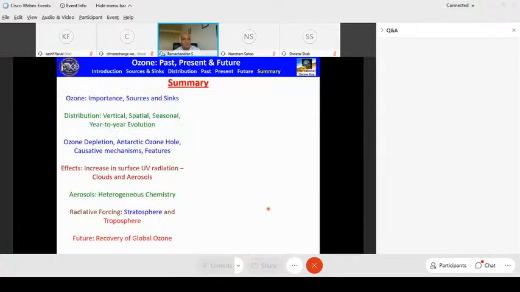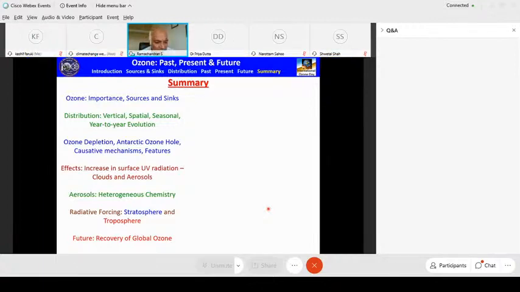So, to summarize, we began with the importance of ozone, the sources and the sinks, how they are distributed in terms of the vertical, spatial, and seasonal scales, how they vary from year to year, and what ozone depletion is, the features that mark the Antarctic versus the Arctic, the constitutive mechanisms, why it occurs there, when, etc. And what is happening because of this: the increase in surface ultraviolet radiation, how clouds and aerosols are contributing to it, the heterogeneous chemical reactions that occur on the aerosols because of the volcanic particles, and also the remnant particles that are present, namely the sulfate species.